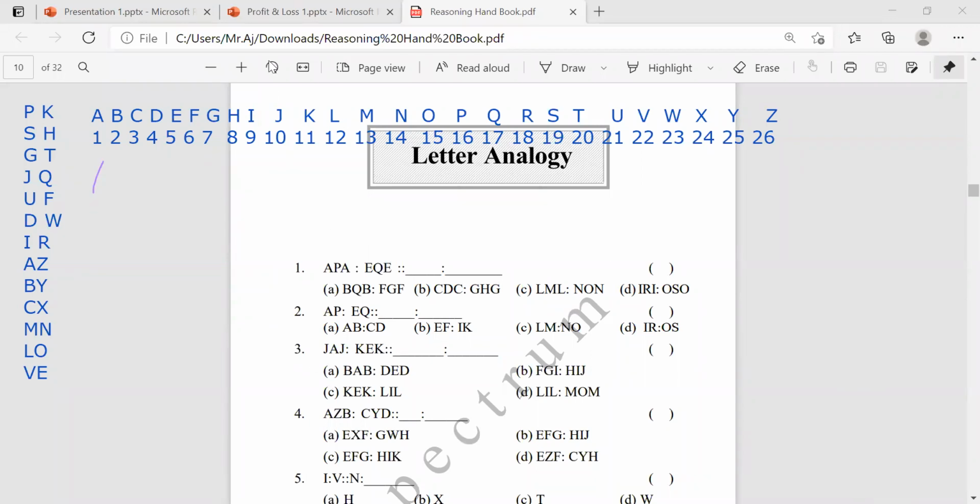But from now, what's the third question answer? Someone said D, someone said C. C or D. Check this. J, A, J, K, E, K. What's the next letter? J, K, and what's the next letter? L, right? So directly you can take this one. That's it.